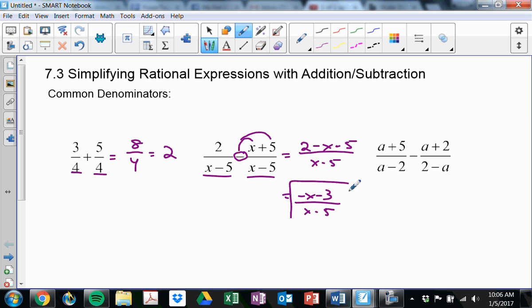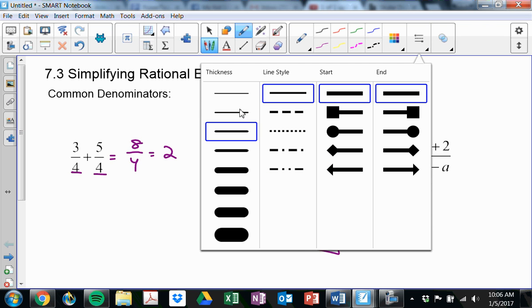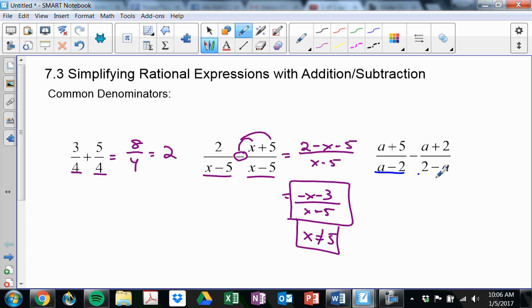It kind of looks like this could reduce somehow, but it can't because of the additions or subtractions. We just know that x cannot be 5. If you have a common denominator, you just change the numerator. Now on this third one, it kind of doesn't look like we have a common denominator because these are similar but not quite the exact same.